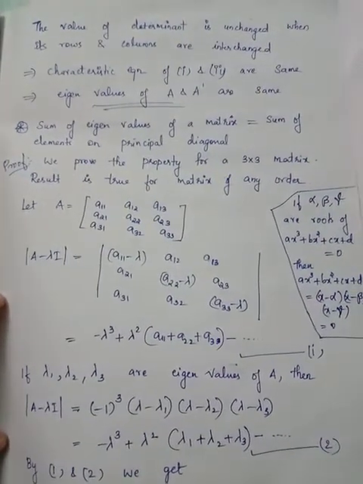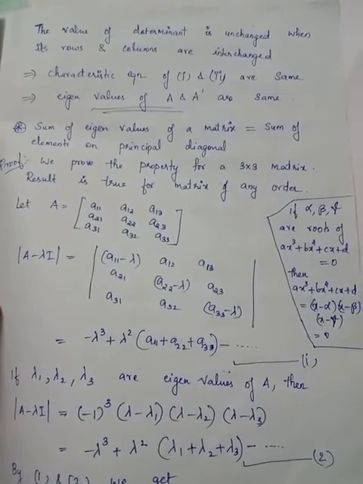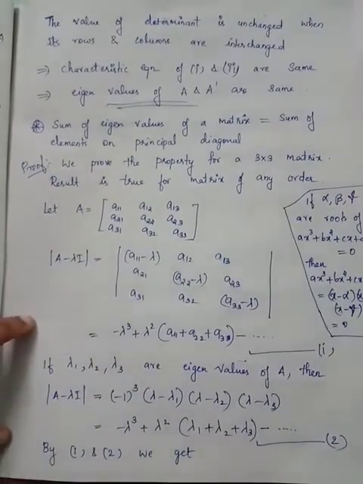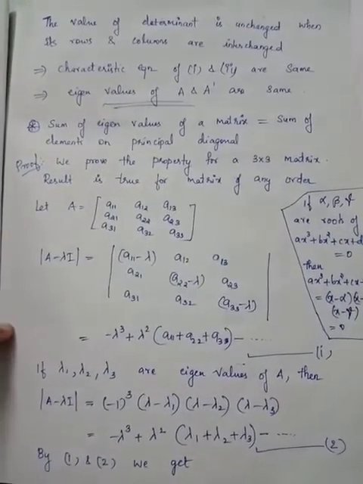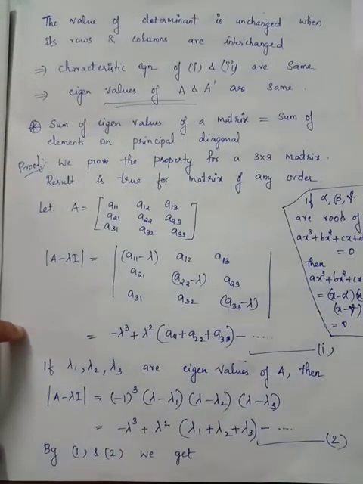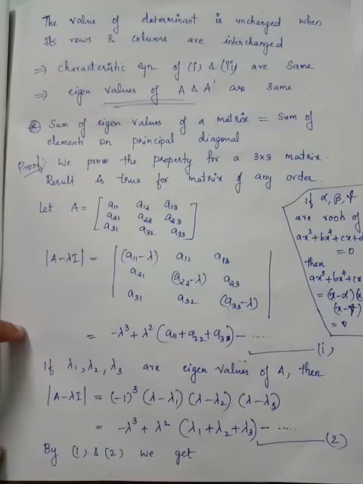Sum of eigenvalues equals sum of elements on the principal diagonal. We prove this property for a 3 by 3 square matrix. We may easily generalize this for an nth order square matrix using the concept of mathematical induction.